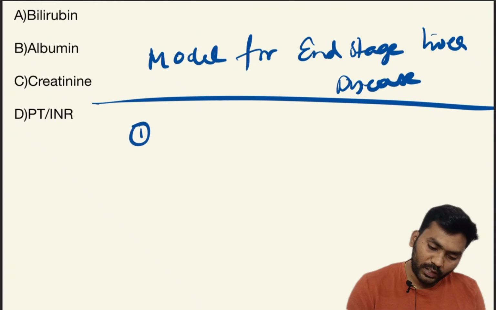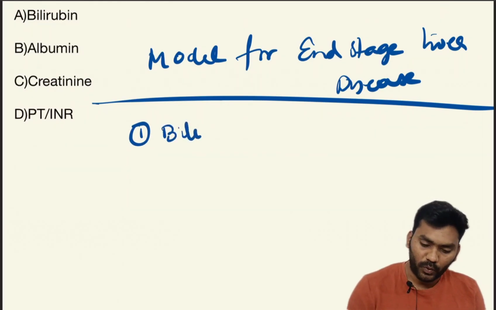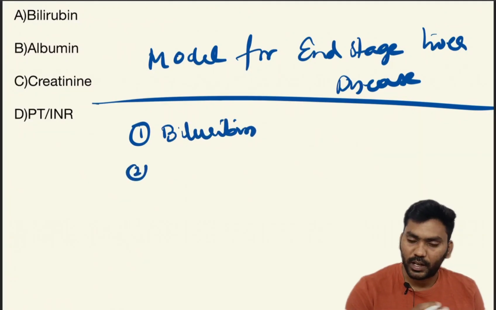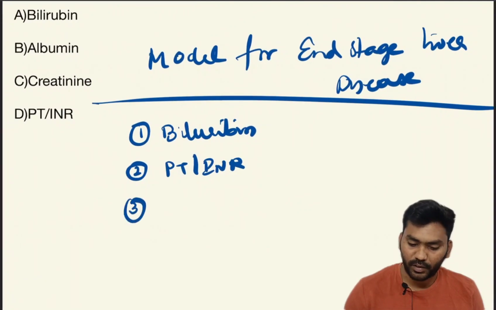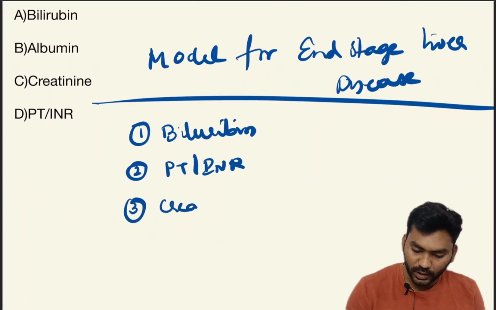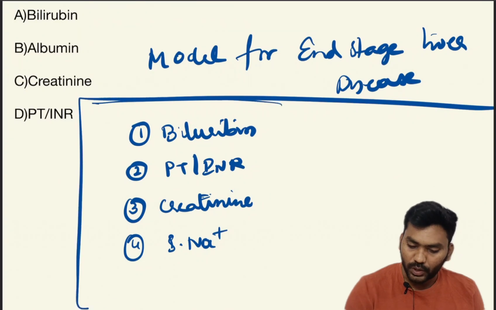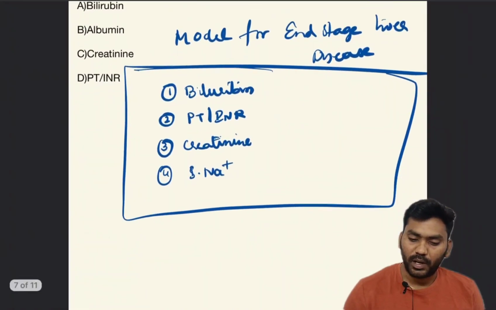So what are the factors we will use in calculating this score? One is bilirubin level, which will help in assessing the excretory function of the liver. Second one is PT-INR, which will help in assessing the secretory function, and third one is creatinine, which will help in assessing the kidney function, and the serum sodium level. Okay, these are the four important things we will use in the MELD score.